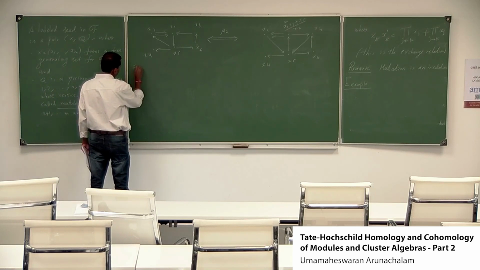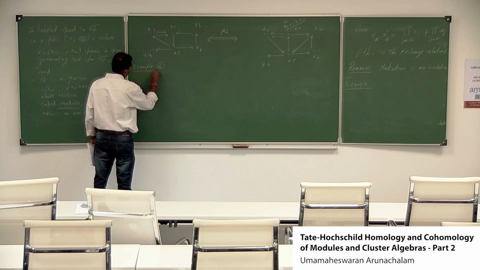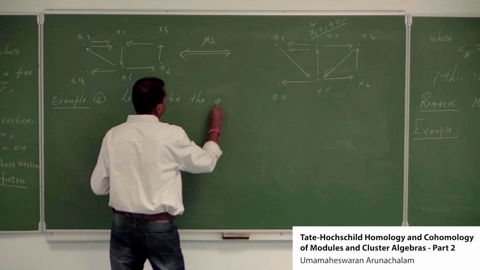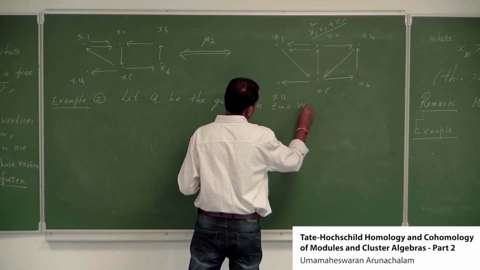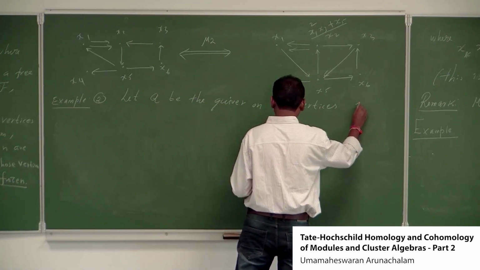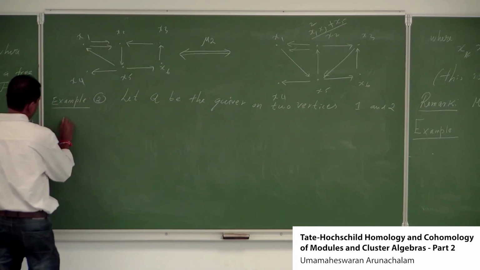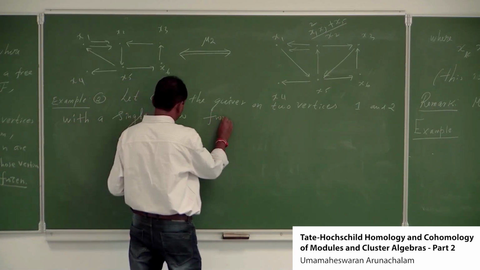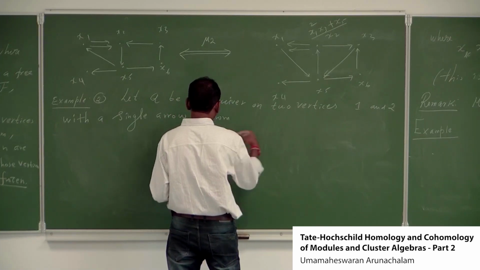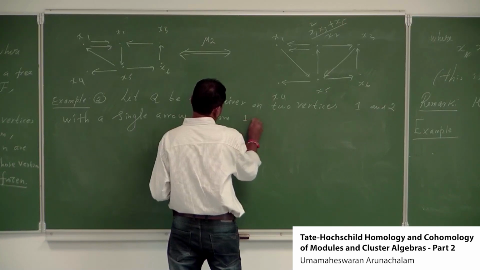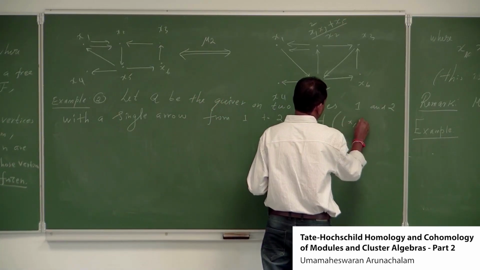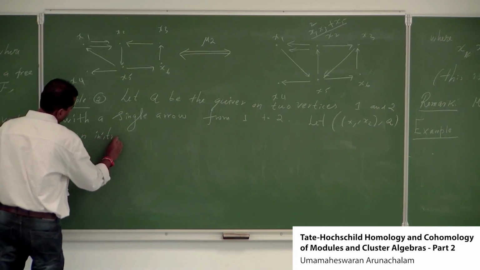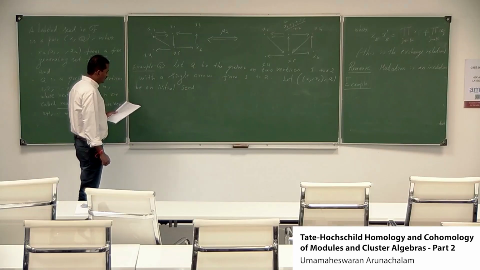Example 2. Let Q be the quiver on two vertices 1 and 2 with a single arrow from 1 to 2, that means x1 to x2. Let x1, x2, Q be an initial seed.